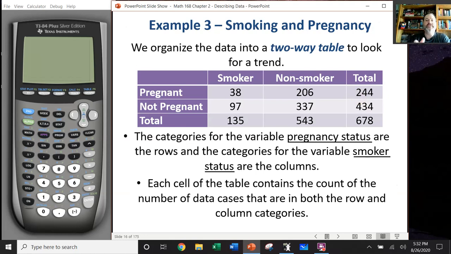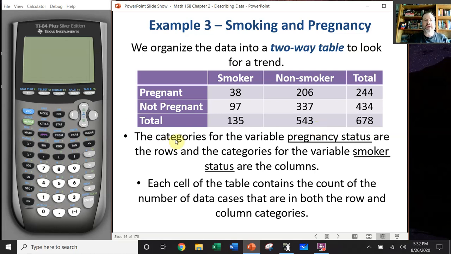We organize the data into what's called a two-way table. The phrase two-way table just means rows and columns, two ways. That's all it means. There's no such thing as a three-way table, okay? It's either just a frequency table or it's called a two-way table. What this means is that we can look at the data two different ways, right? We can look at who's pregnant and who's not, and who's a smoker and who's not. So both variables are represented.